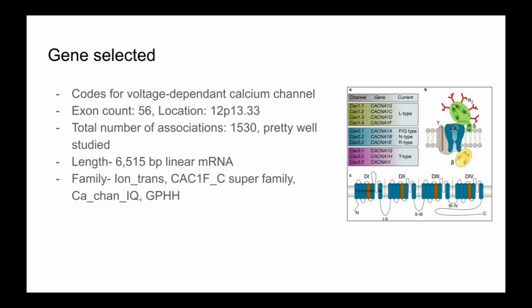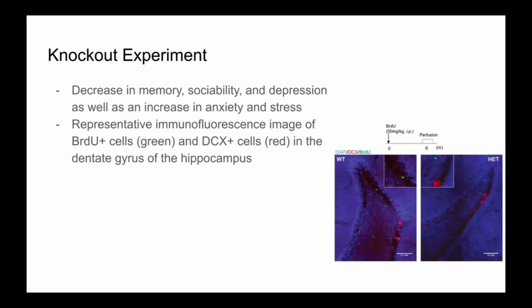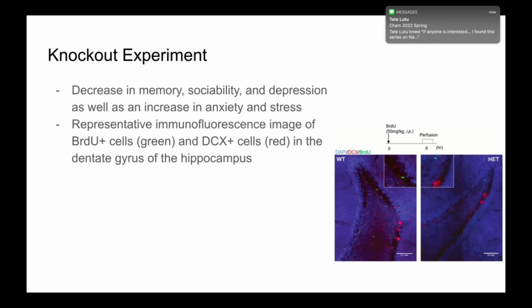It is within the families of ion trans, CAC1FC superfamily, calcium channel IQ, and GPHH. This gene provides instructions for making one of several calcium channels. Calcium channels, which transport positively charged calcium ions into cells, play a key role in a cell's ability to generate electrical signals. The importance of the gene has been shown through knockout experiments with mice. The mice who had their CACNA1C gene removed experienced a decrease in memory, sociability, and depression, as well as an increase in anxiety and stress.